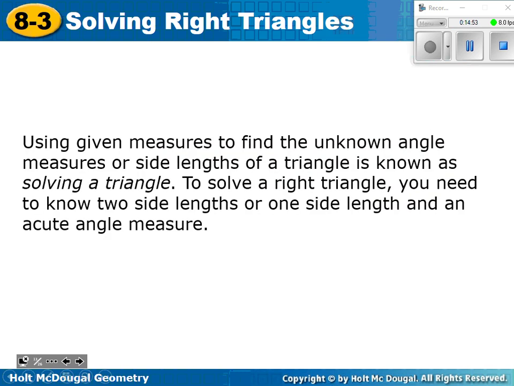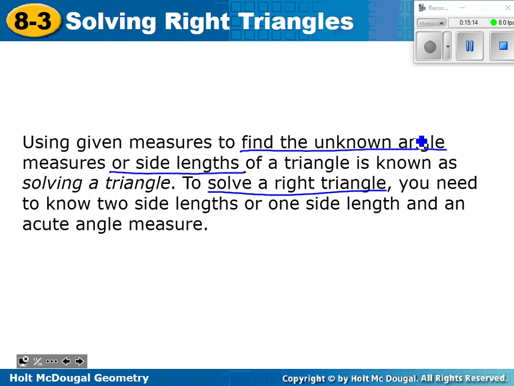Okay, so we're going to look at some problems. I already said this, but I'm going to point it out again. To solve a right triangle means that you are finding every unknown measure. So you'll find all the unknown angles and side lengths. Everything. Okay, if you're solving a triangle, you're finding all missing parts.